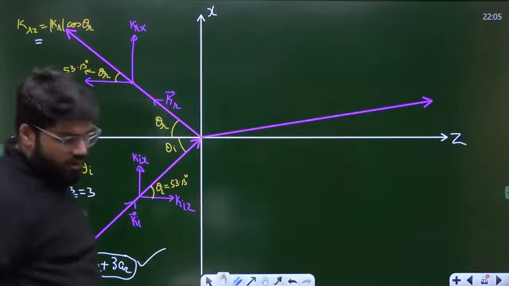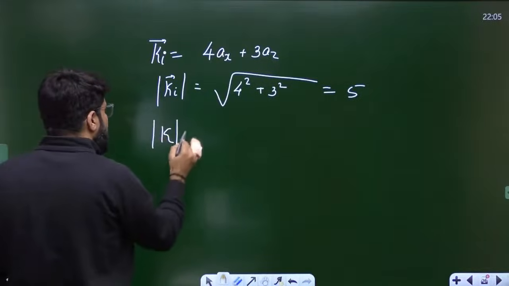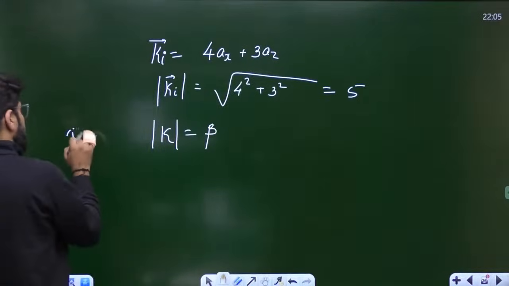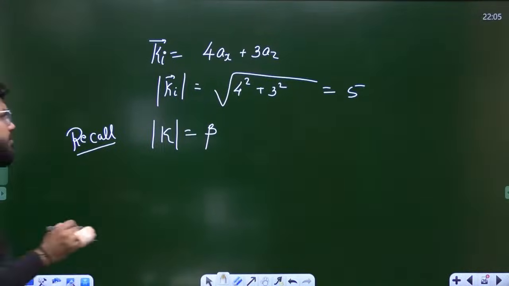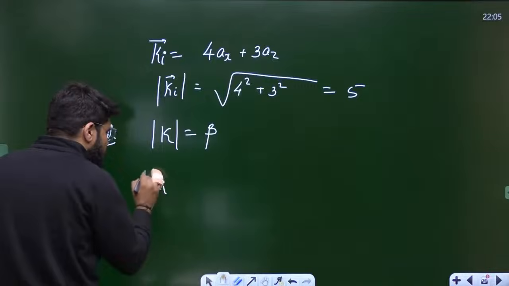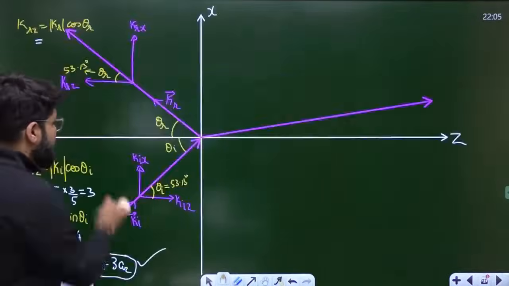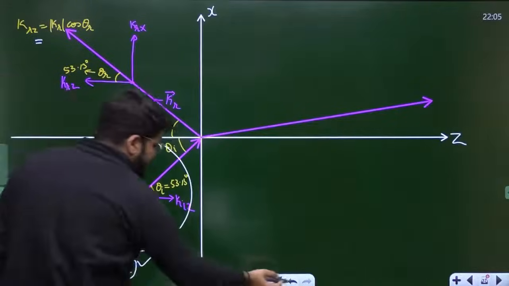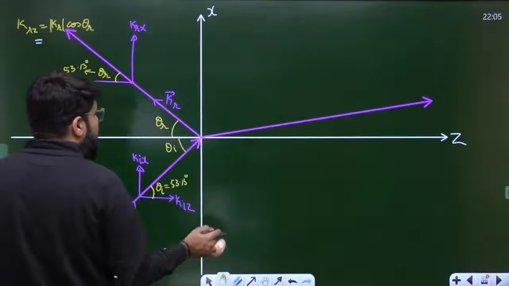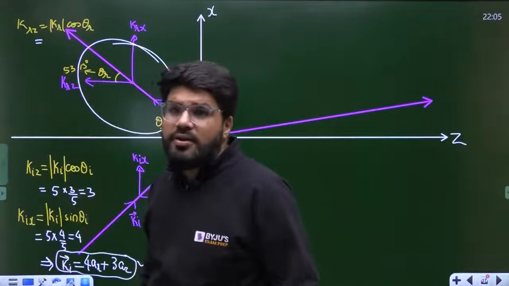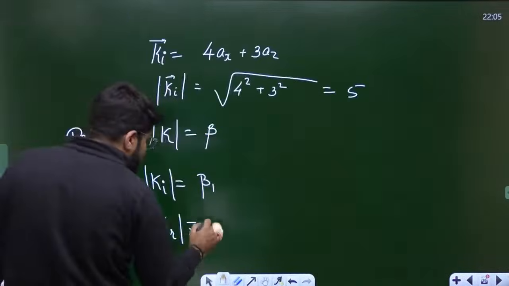KRZ is equal to mod KR. Now what is mod KR? I told you one more thing, that the modulus of K is equal to beta. What is the magnitude of the propagation vector? That is equal to beta. That means if I want to talk about the modulus of Ki, where is the incident wave? The incident wave is in medium number 1. What about the reflected wave? The reflected wave reflects back into the same medium, na? So the reflected wave is also in medium number 1.